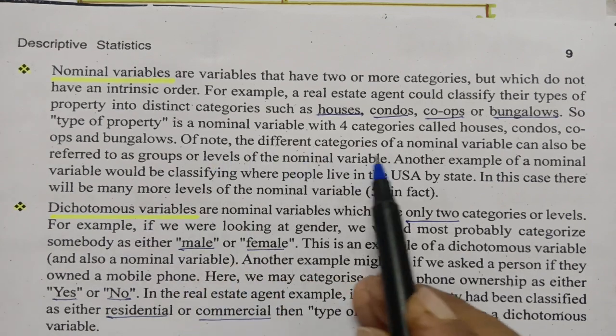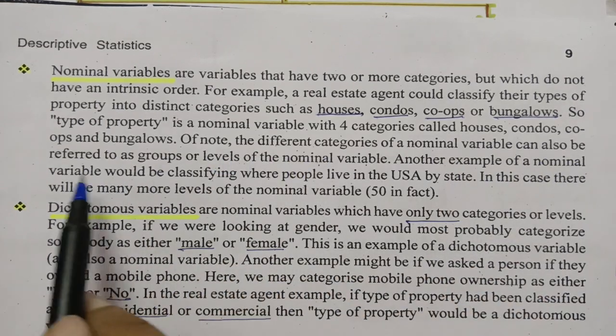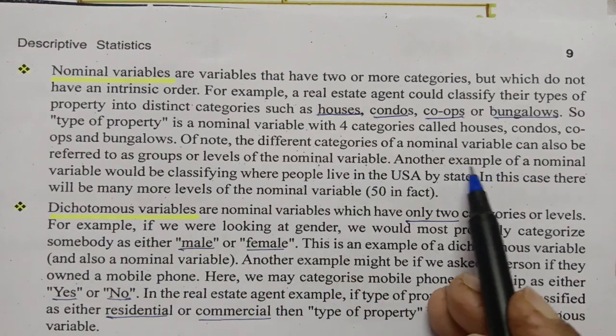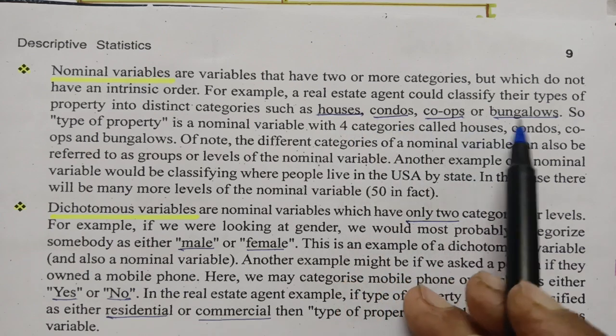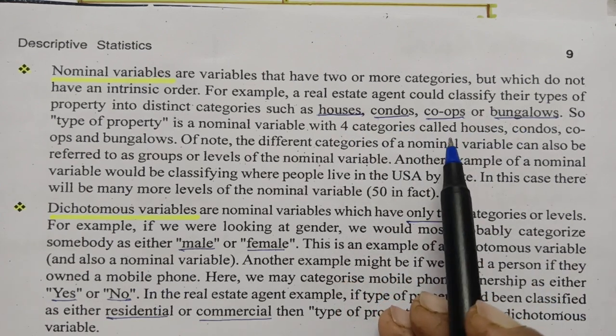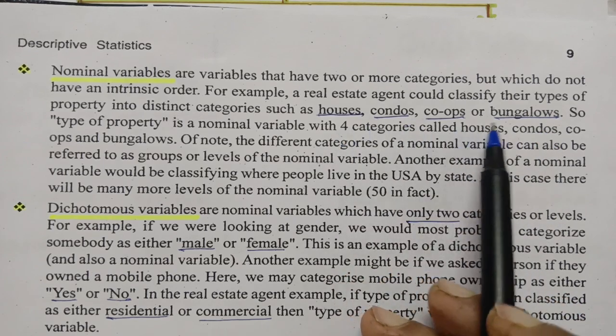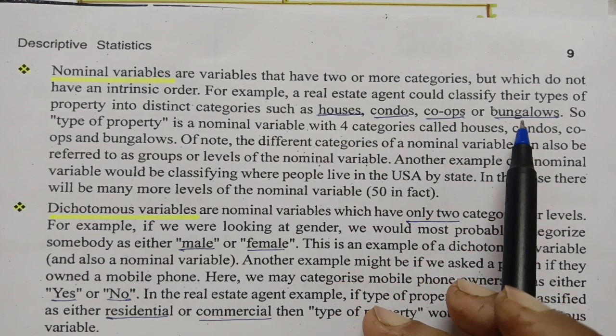Of note, the different categories of a nominal variable can also be referred to as a group or a level of the nominal variable. Among these four, we can select any one while choosing the property. So the categories here are classifications of four.